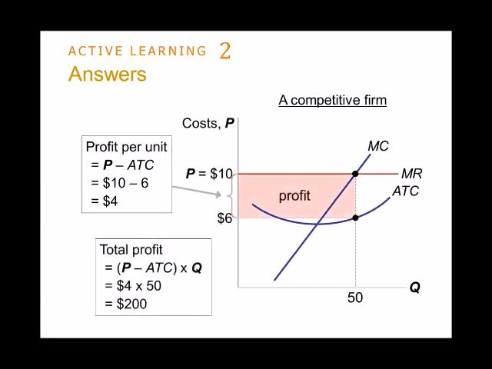So total profit is that area that's colored. It's that rectangle. Total profit is price minus ATC times quantity. Each unit brings in $4 to the firm. There are 50 units being bought and sold, so total profit is $200.